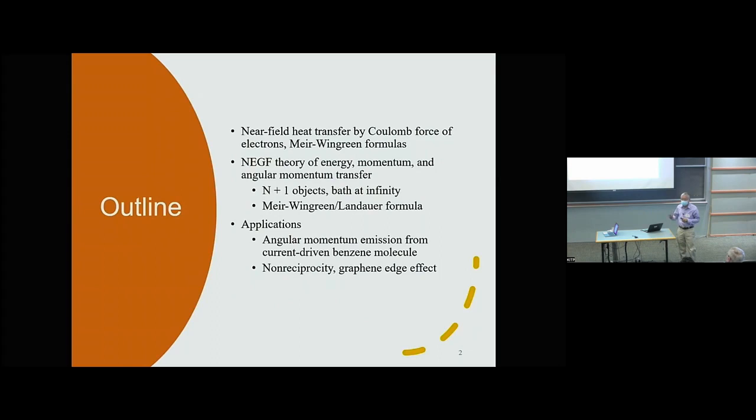The first part is essentially the non-retardation limit, namely the speed of light goes to infinity. So that is essentially the Coulomb interaction. And in the second part, we talk about the full electromagnetic interaction. So I would like to advertise a formula known as the Meir-Wingreen formula.